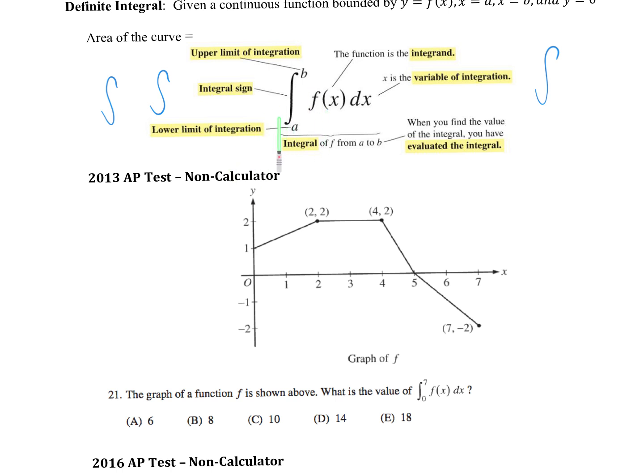Let's go figure out what these some things are. This A to B is just saying these are my endpoints, my lower limit and my upper limit of integration, because this is an integral symbol. That's just saying from where to where. So on this question, when it says from 0 to 7, those are my lower and upper limits. That's just saying find the area from 0 to 7. Those are my bounds.